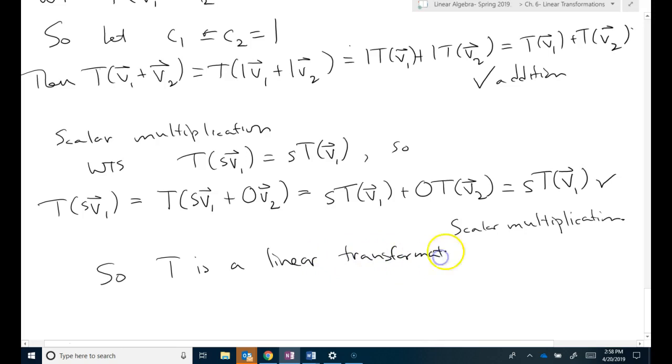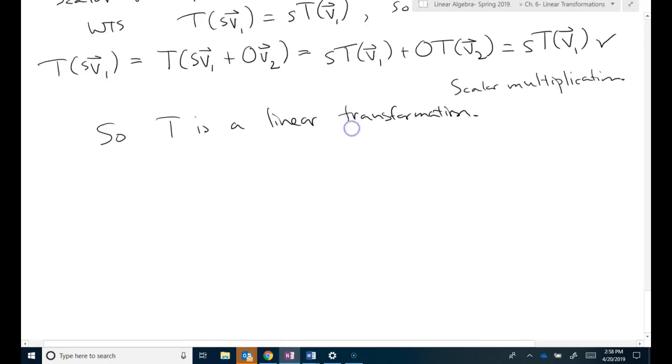All right, that's cool. I like that. It's nice. So this is like our shorthand way of proving that something actually is a linear transformation. Instead of proving addition and multiplication separately, we could prove them all at once. So let's take another example.